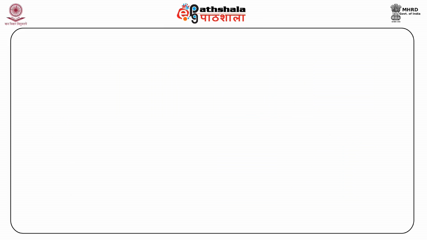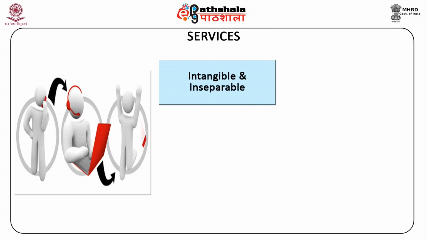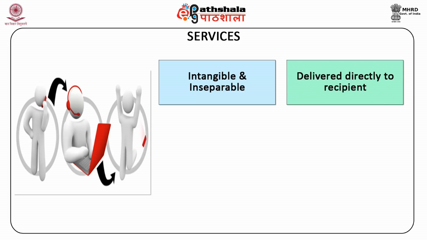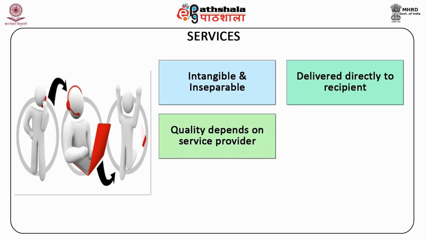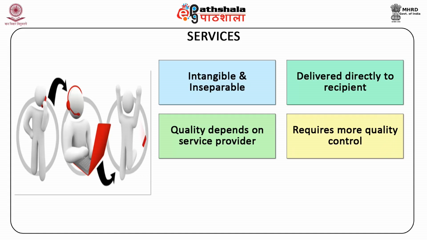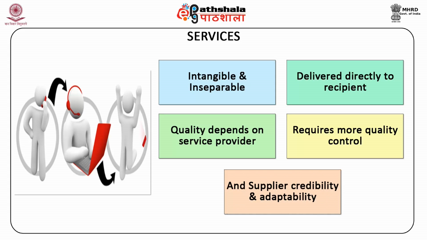The last type under this category we will talk about is services. Services are intangible, inseparable, variable, and perishable products. They are delivered by the service provider directly to the recipient. The quality of the service depends on the service provider. It might vary from person to person. As a result, services normally require more quality control, supplier credibility, and adaptability. Examples include travel and tourism, hospitality, medical, educational services, banks, and financial institutions, etc.